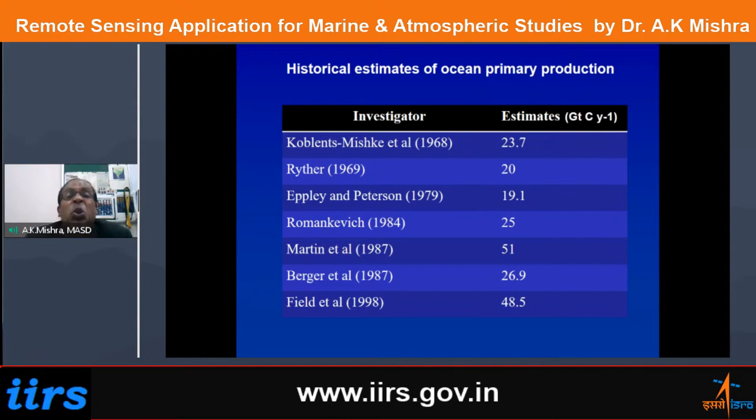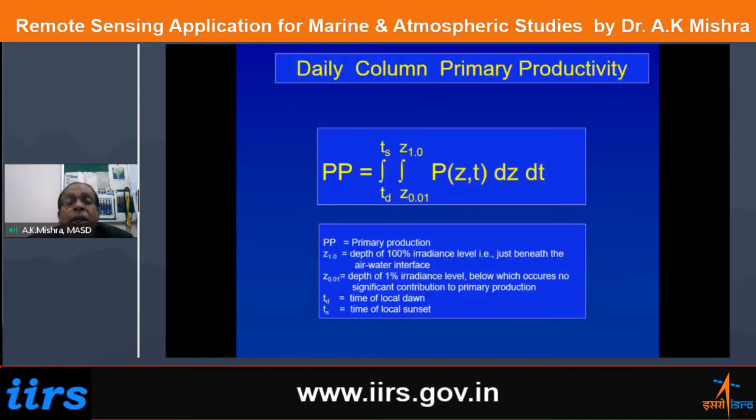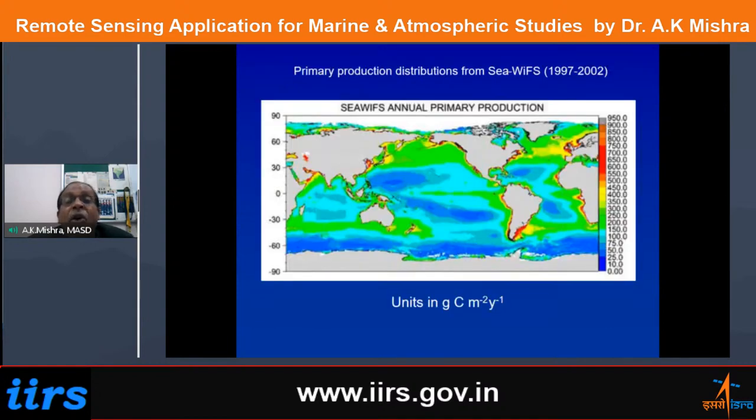And this is the historical estimate of ocean primary production, from 1968 to 1998. So this figure, Martin et al., 51 and 48.5 gigaton of carbon per year, almost equal to the productivity that is being estimated from the SeaWiFS. So this is the VGPM model output, showing how the primary production is distributed around the globe from 1997 to 2002.